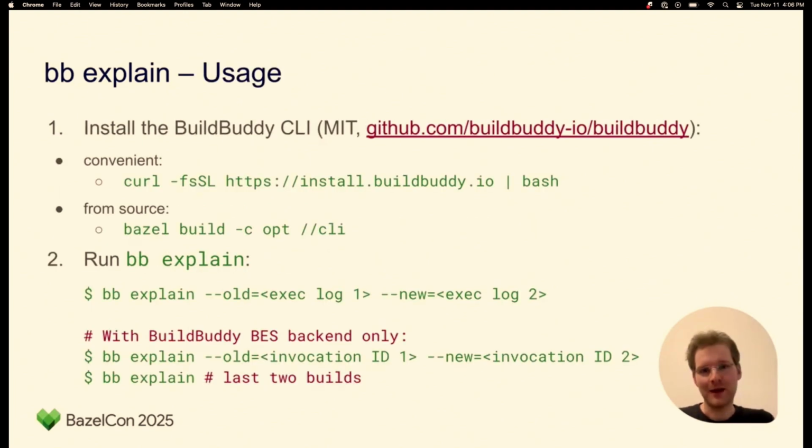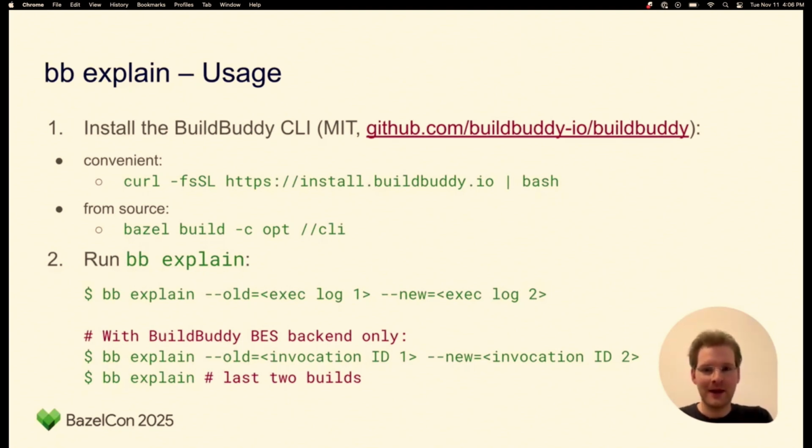How do you get it? Well, it's part of our CLI, which wraps Bazel and augments it with additional functionality. The CLI itself is MIT licensed, fully open source. You can grab the source from GitHub. If you want it convenient, you have the typical curl into bash thing, but you can also just build it with Bazel and then run it.